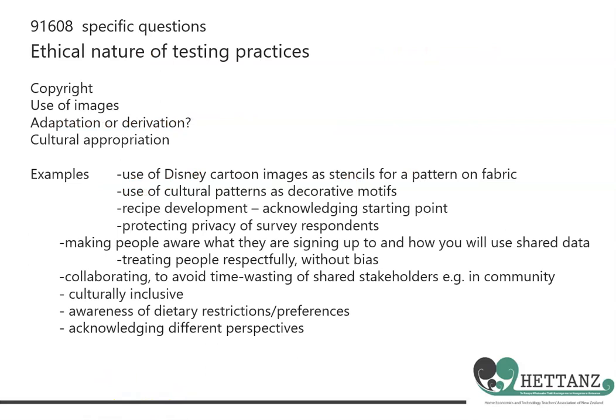The supporting material for this screencast has some specific examples of context consideration for both food and textiles. One of the key things to consider and remember is that we're talking about the processes used to develop the outcome, not just the outcome itself. And an example from real life of ethical nature of testing practices: my daughter was in a supermarket and they asked her to sample some biscuits that had been made from cricket flour.